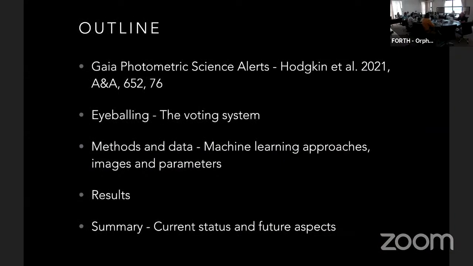Very briefly, I want to talk about these photometric science alerts of Gaia. Of course, I think everyone knows quite a lot of things about this. A few words about the eyeballing and the voting system, the methods and the data, what machine learning approaches we use and tried, what are the images and the parameters in this project that we analyzed. I will show a few results, and there will be a very short summary of the current status and the future aspects.